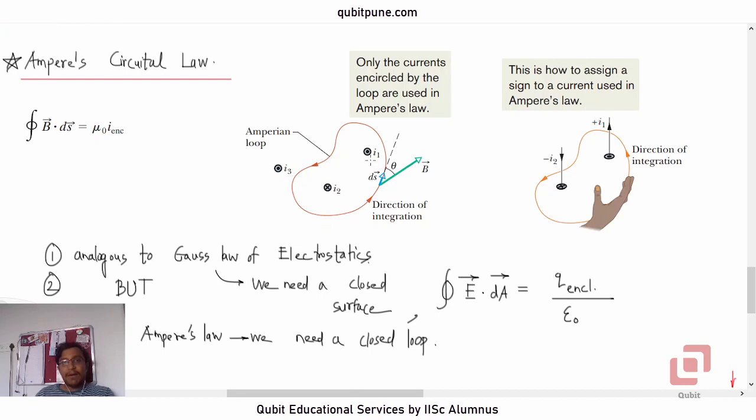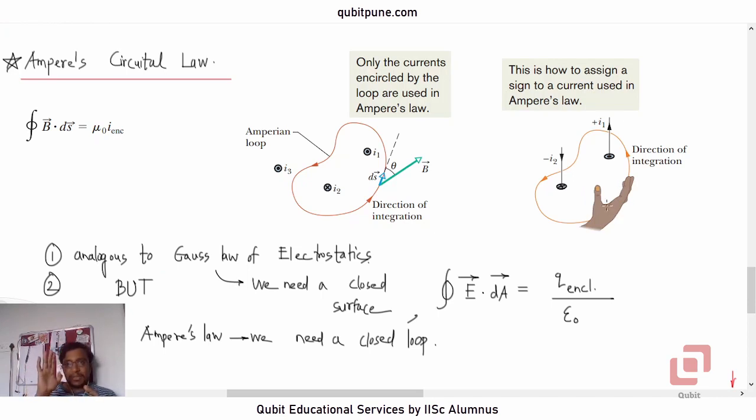So we have to now algebraically add these currents, but we will not consider I3 because it lies outside. ENC corresponds to enclosed. Now which of these currents should be taken as positive and which one of them should be negative? To do that, we take our right hand.